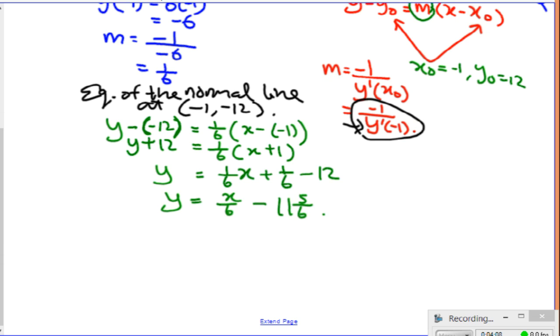So here's the answer. This is the normal line to the curve at P. Now let us look at another question.